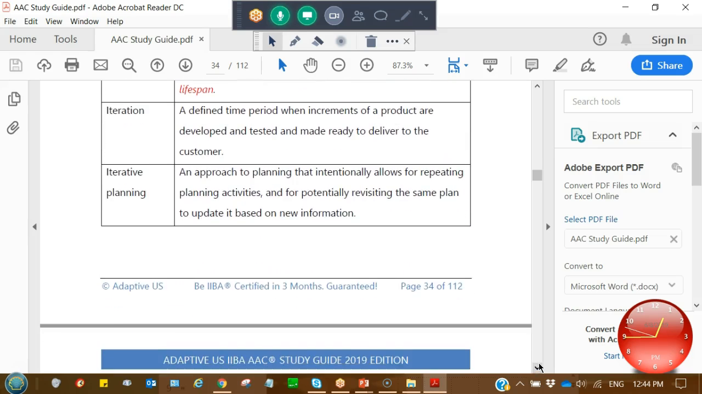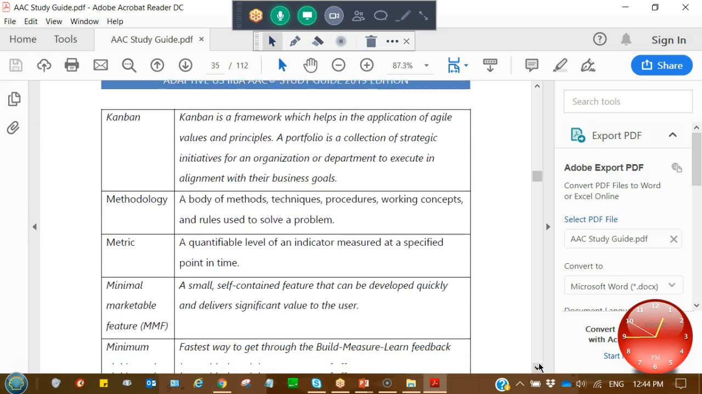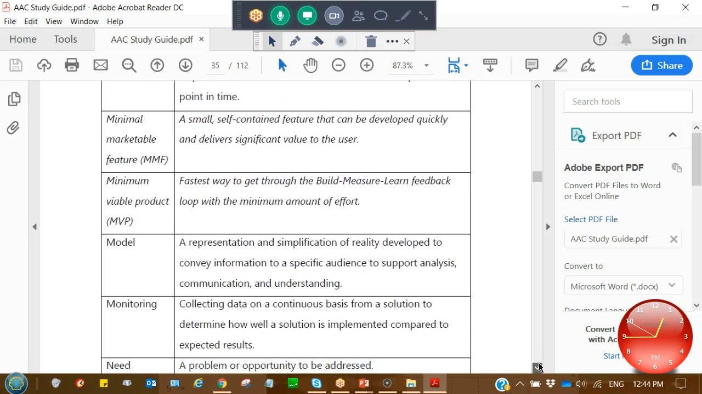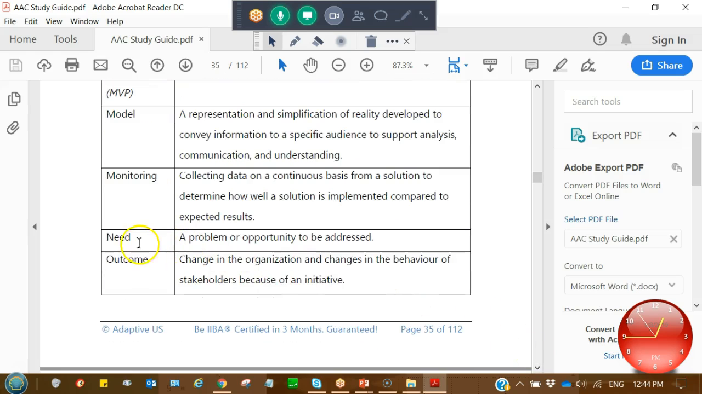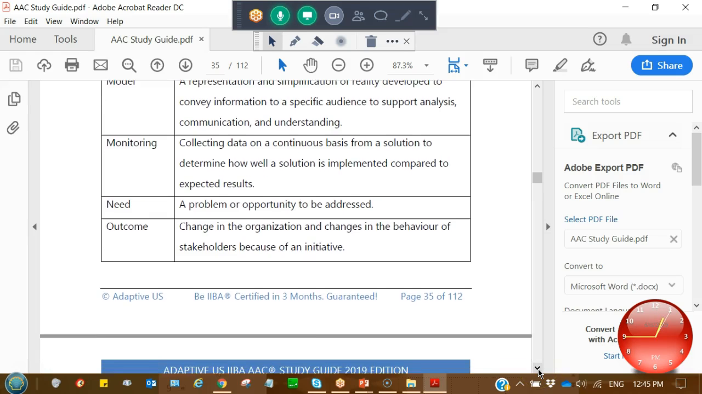I'm coming up on need here. Need: a problem or opportunity to be addressed. They didn't put in a connection to these, except that you've got the change being a response to a need.